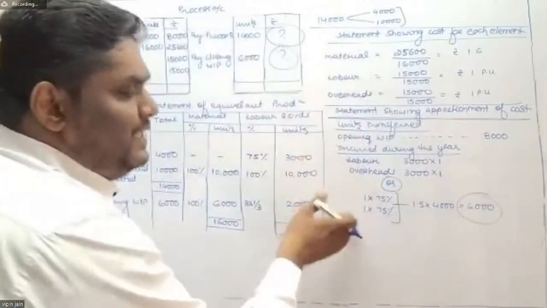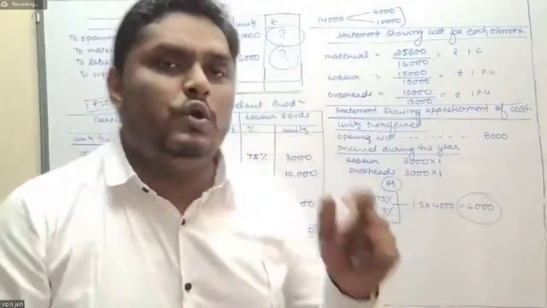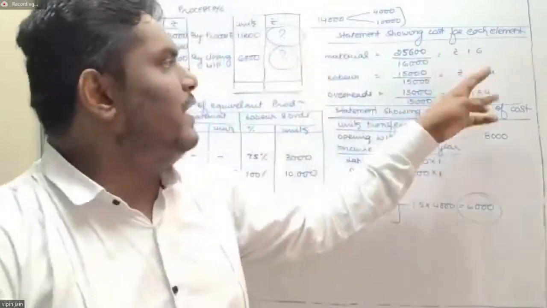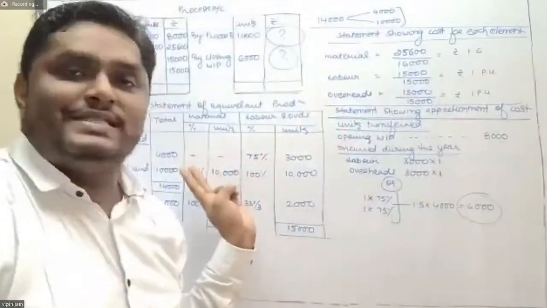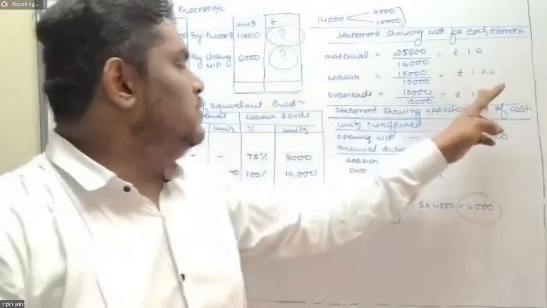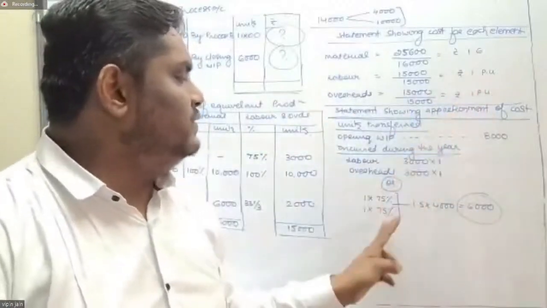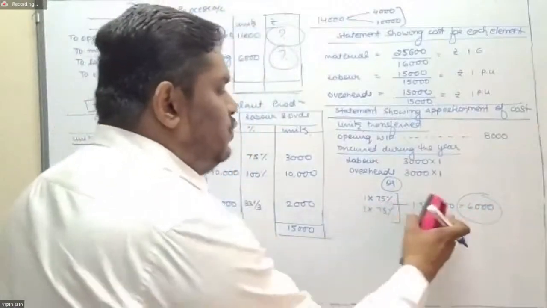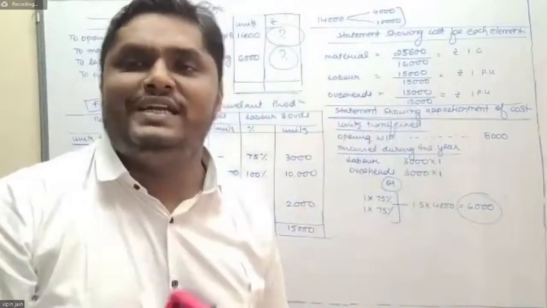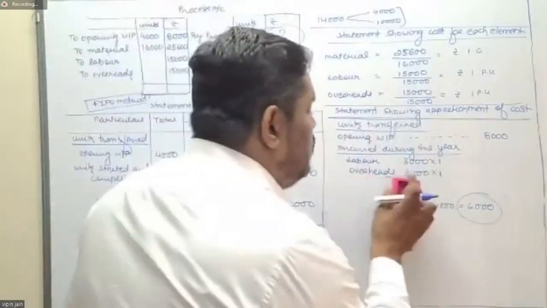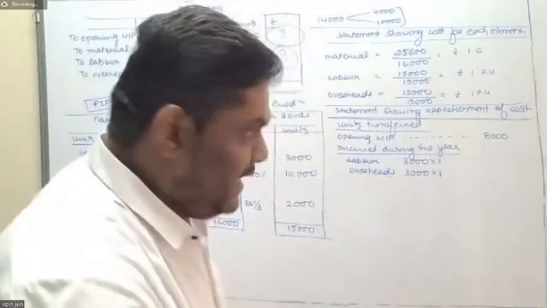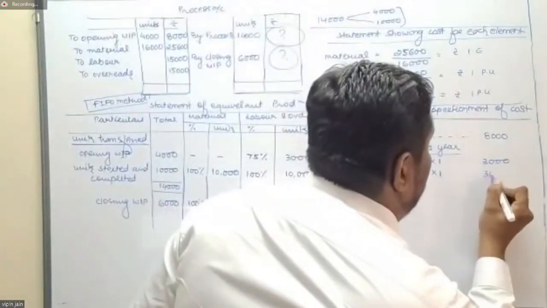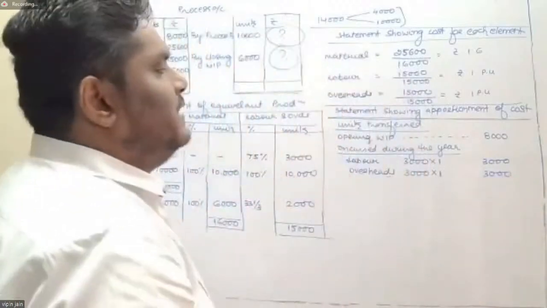So both these approaches are correct, guys. Either you can first calculate the cost of work in progress, like 1 into 75%. Since nothing is done on material this year, so 1 into 75% and 1 into 75%, into the total number of work in progress units, that is 4,000. Or you can follow this approach also. Both the approaches are correct. So total will be 3,000 and 3,000. In both the cases, the answer will be the same.